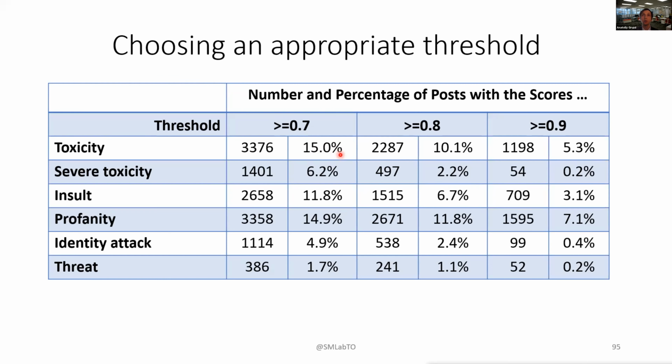But look what happened if we move the threshold. If we say that what we consider to be toxic is a message that received a 0.8 score or above, then the percentage of these messages is smaller, 10%.